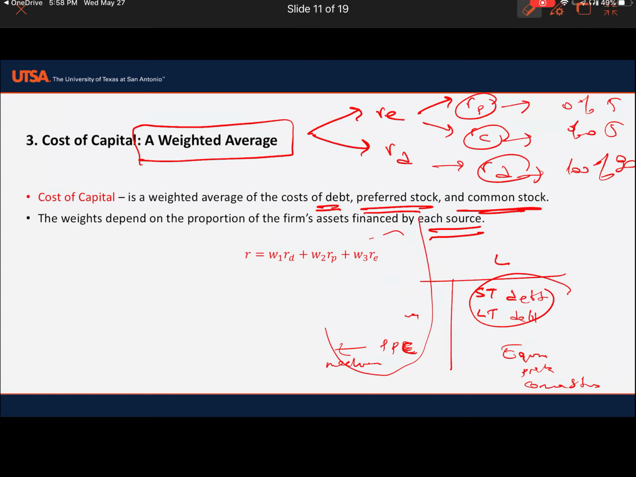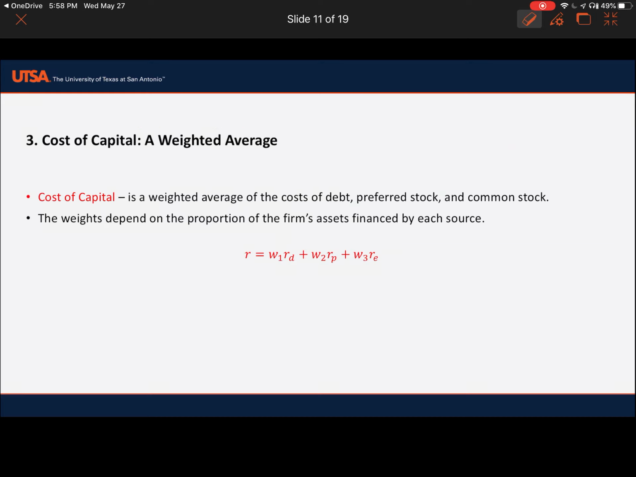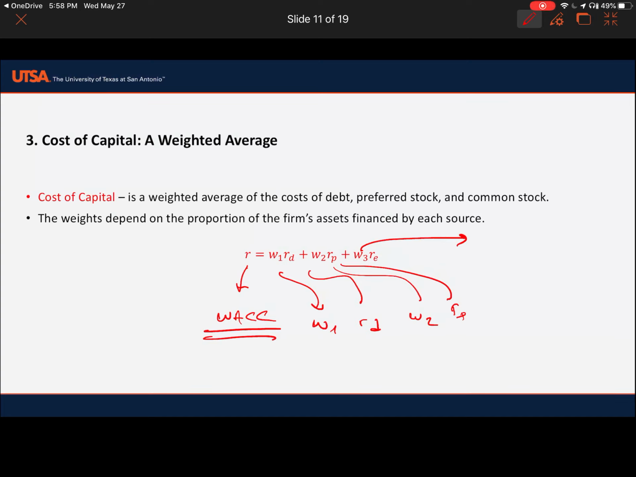Let's see the formula again. I just want to see the formula. As you see, this is the cost of capital. In other words, this is the weighted average cost of capital. This is the weight of debt, cost of debt, weight of preferred stock, cost of preferred stock, weight of common equity, and cost of common equity.